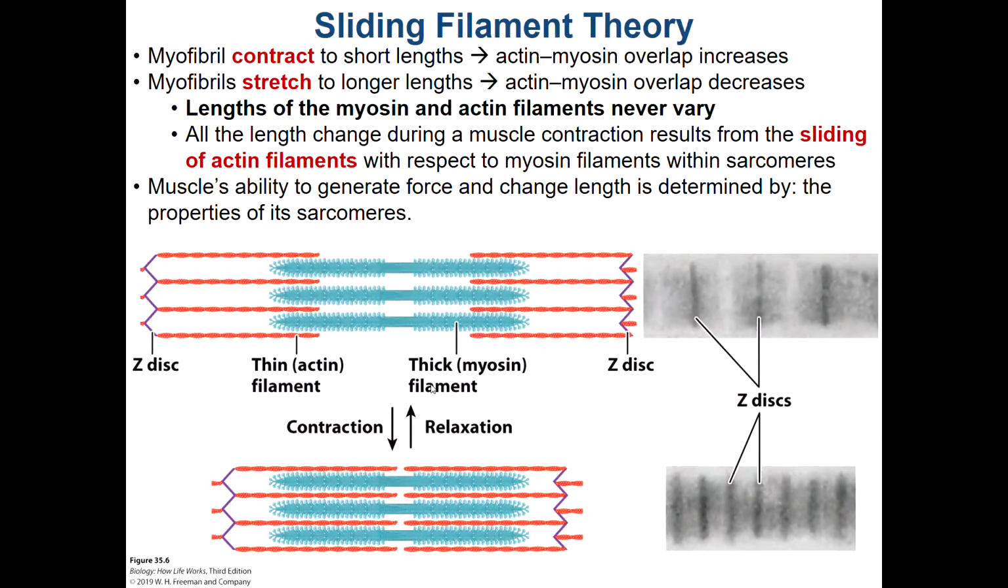Because remember, these thick filaments are connected to the Z-discs through titin. So the thick filaments are not moving. It is actually the sliding of the thin actin filaments that is allowing for muscle contraction. The muscle's ability to generate force and change length is determined by the properties of its sarcomeres.